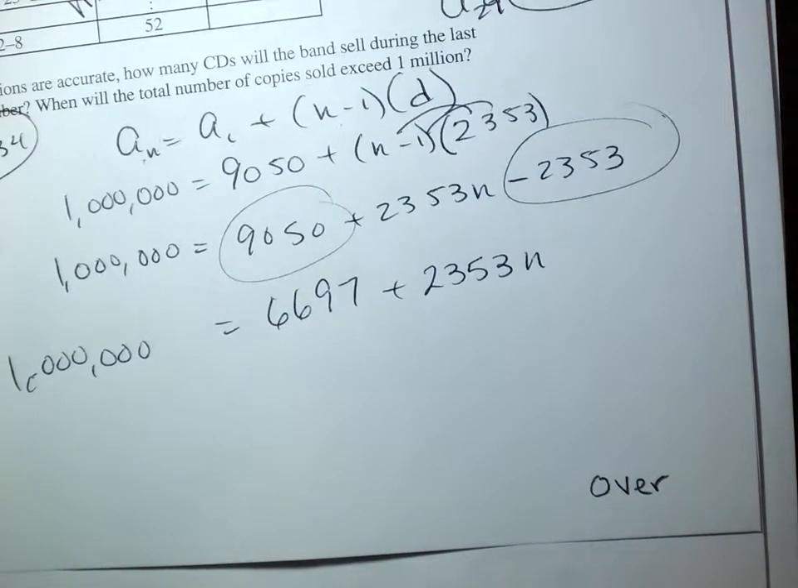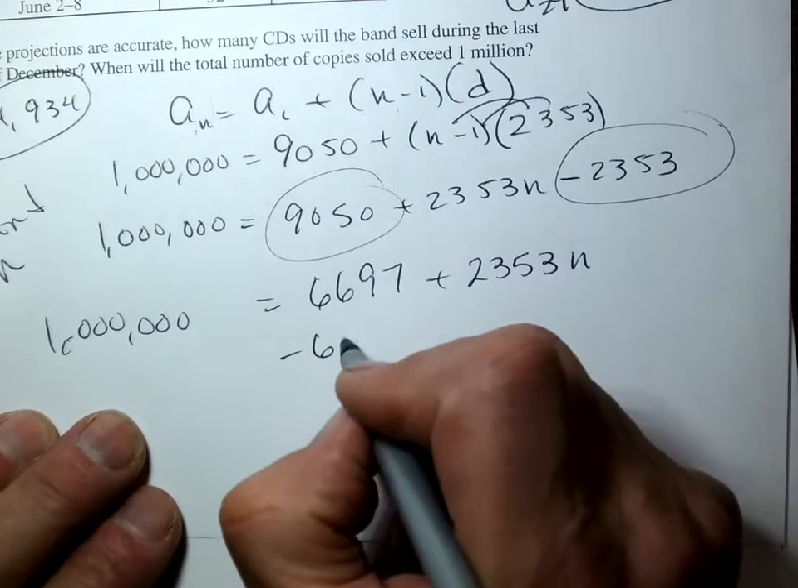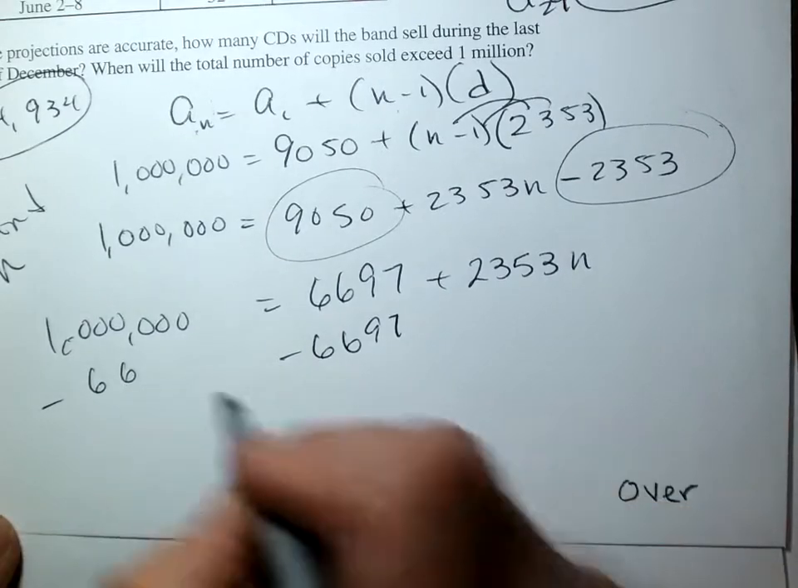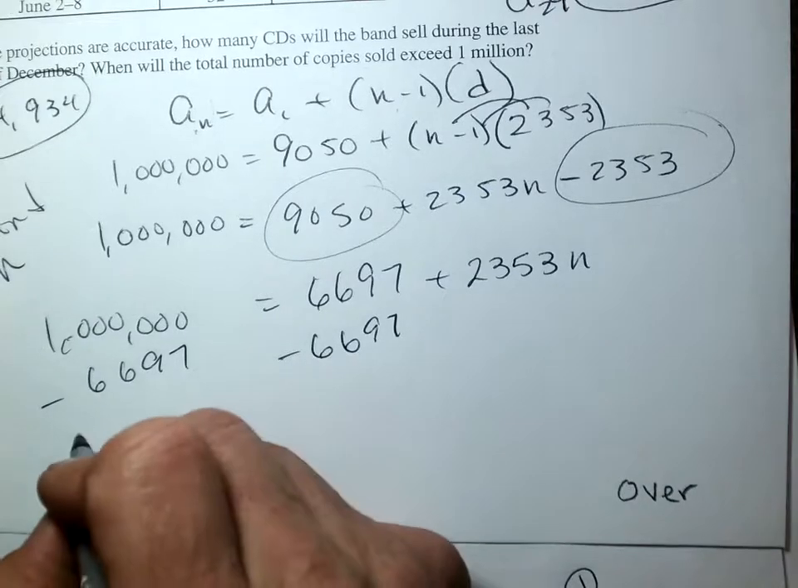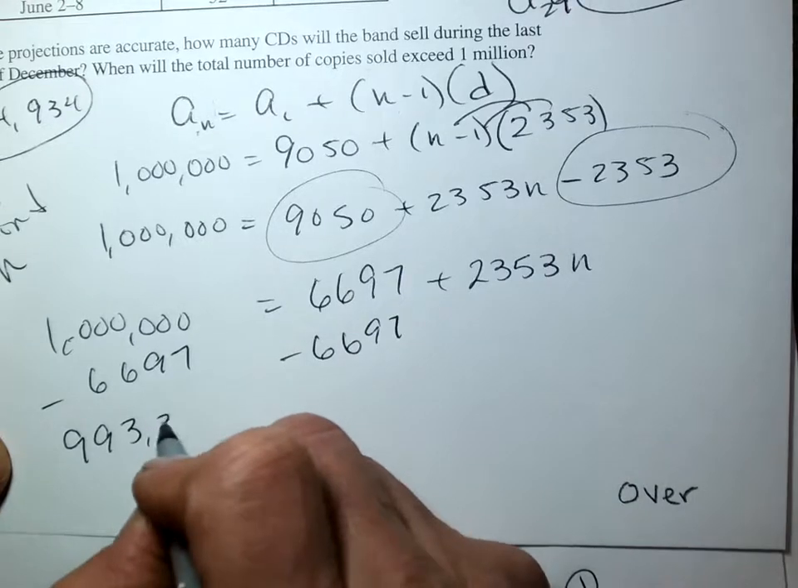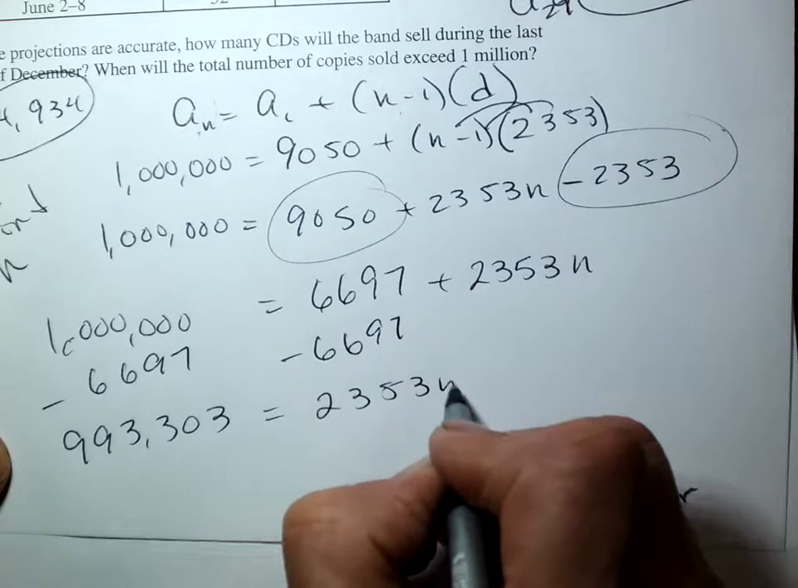Nikolai, there is another way to solve, but I thought this would be the most straightforward way for you guys to see. You're just trying to find n. So subtract 6,697 from both sides. If I use my calculator, 1 million minus 6,697, I get an answer of 993,303 equals 2,353n, right?